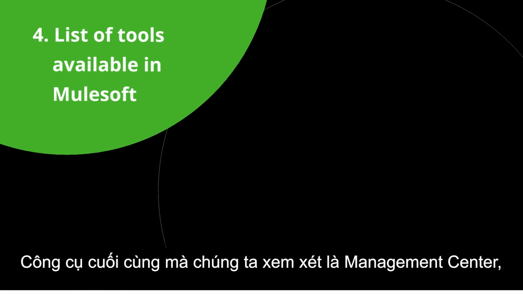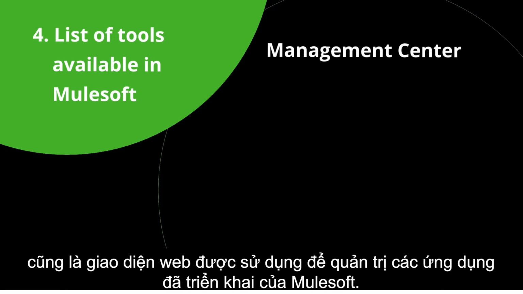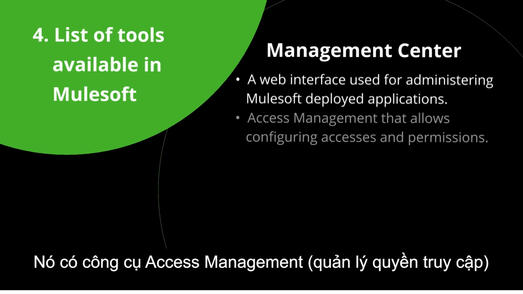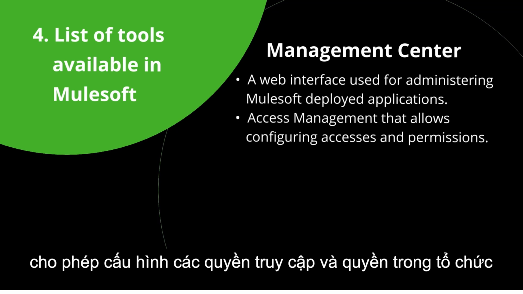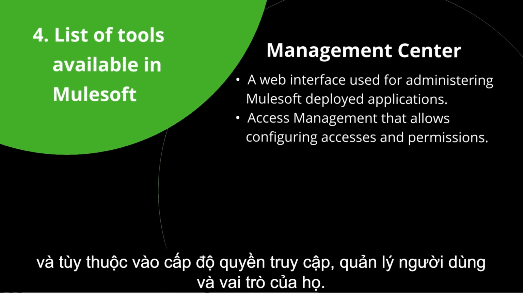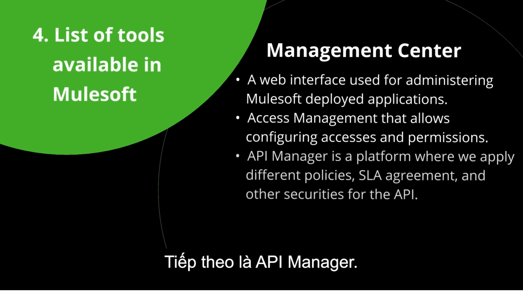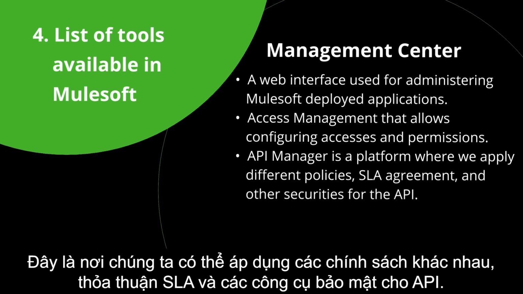The last tool that we will be featuring is the Management Center, which is also a web interface used for administering MuleSoft deployed applications. It has access management that allows configuring accesses and permissions within the organization and, depending on the access level, manages the users and the roles. Next is the API Manager. It is where we can apply different policies, SLA agreement, and other securities for the API.